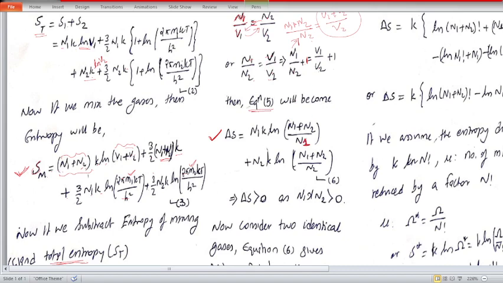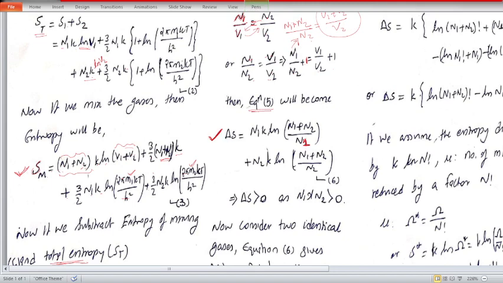Okay, I hope you understood this. If you are considering this term as N2 by N1, from this we can write N2 by N1 equal to V2 by V1, or we can also write it as (N2 plus N1) by N1, which is equal to (V2 plus V1) by V1. So from that identity you can replace equation 5 like this.